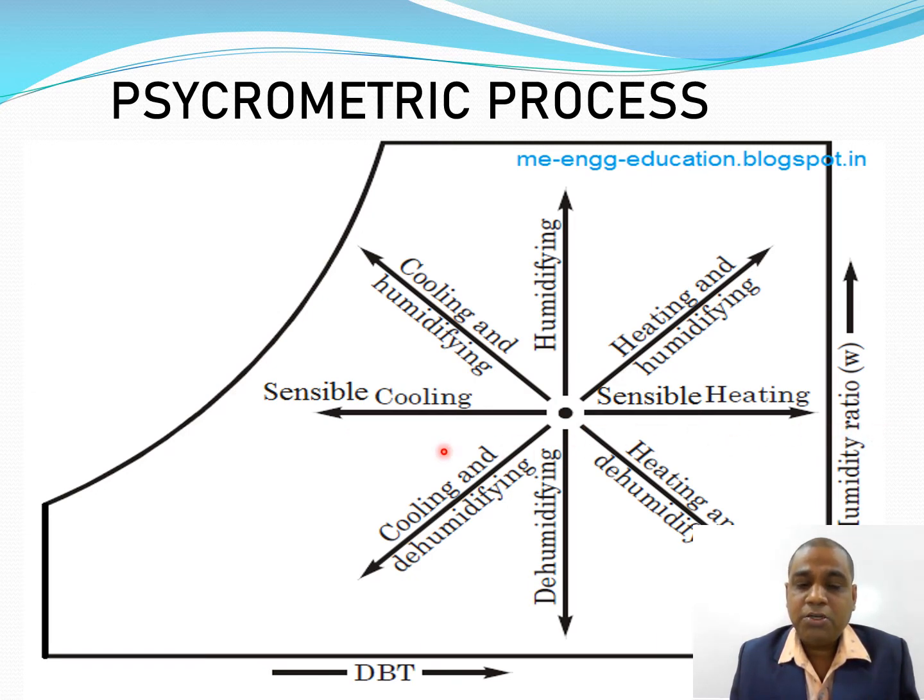The humidity ratio remains the same, but the dry bulb temperature is decreasing. Decreasing means it is sensible cooling. By the cooling coil, we can reduce the dry bulb temperature of air, and the process is known as sensible cooling.